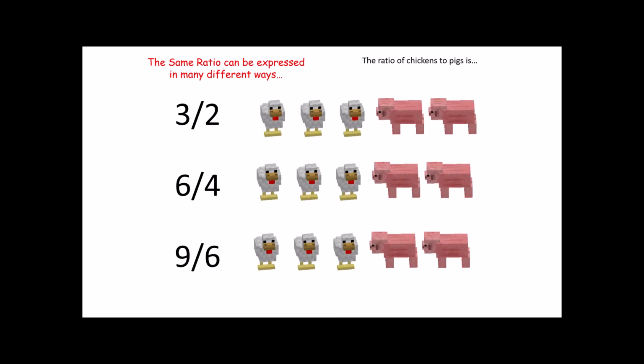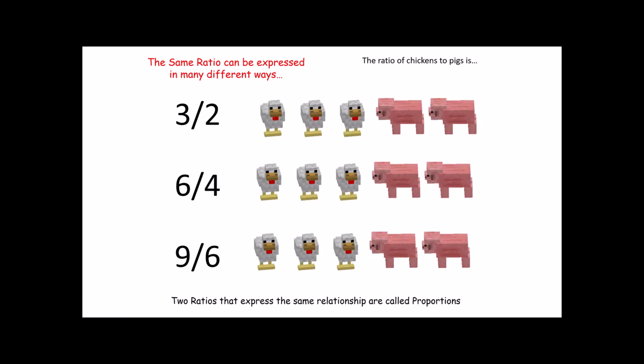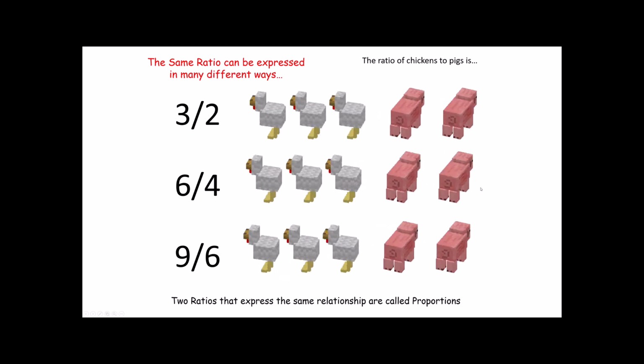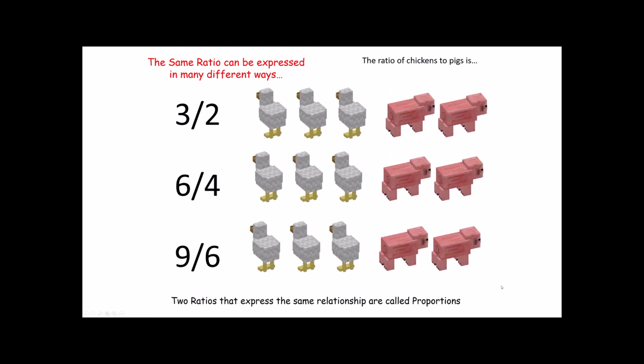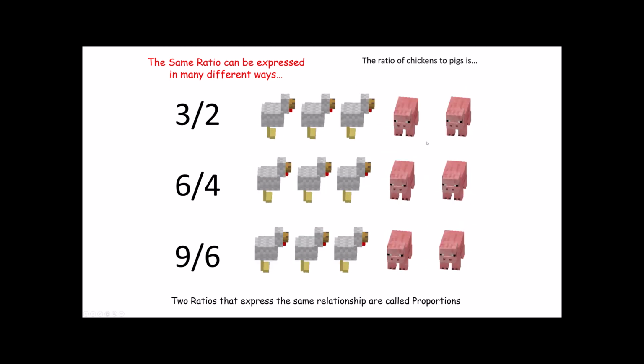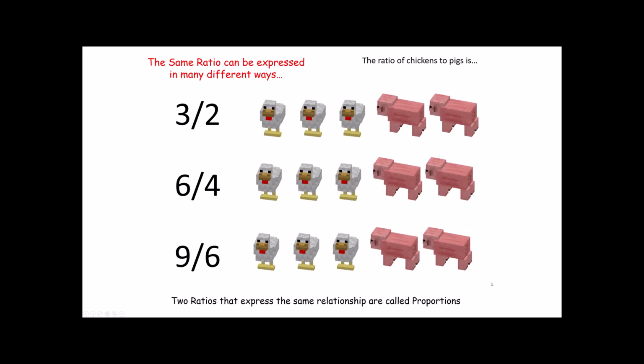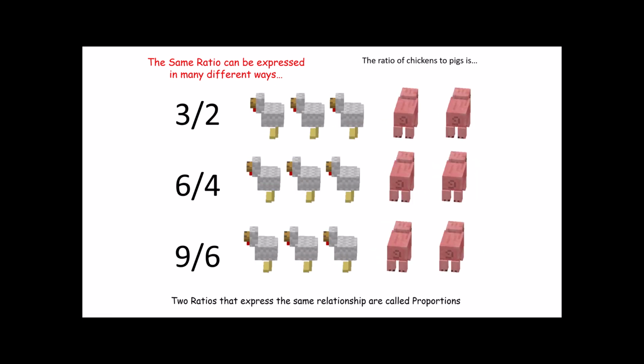Notice that every one of these ratios can be simplified just like you'd simplify a fraction. 3 halves, 6 fourths, and 9/6. All of these are different fractions that can simplify to 3 halves because they all express the exact same relationship. Even though the number of chickens and the number of pigs are both increasing, they're increasing the same way every time. Every time I add 3 chickens, I add 2 more pigs. 3 more chickens, 2 more pigs. 3 more chickens, 2 more pigs. And we can assume that pattern continues indefinitely.